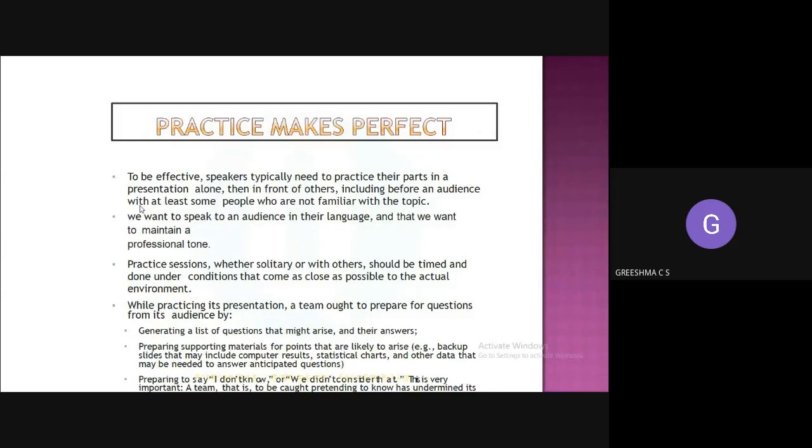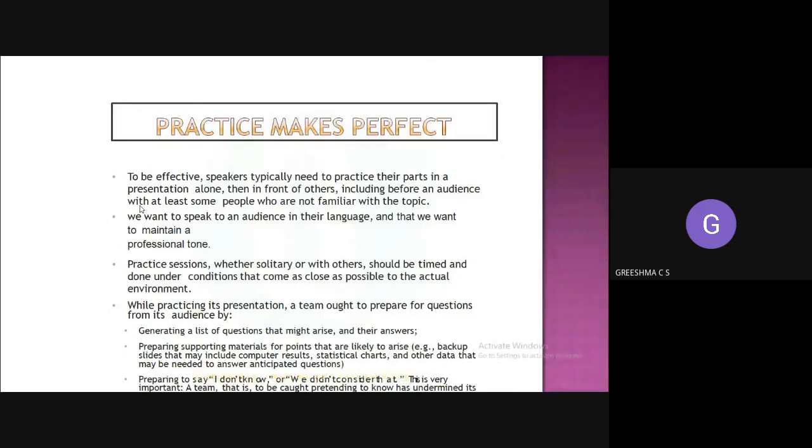The third one is that practice sessions, whether solitary or with others, should be timed and done under conditions as close as possible to the actual environment. So you should practice the presentation in such a way that it stays within the time. Don't take too much time. If it is 10 minutes, try to complete it in 10 minutes.